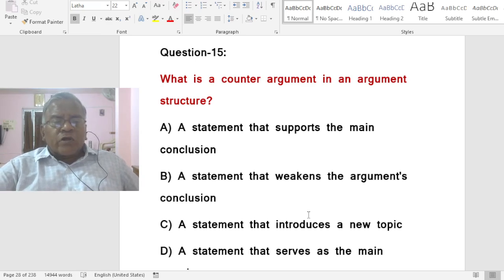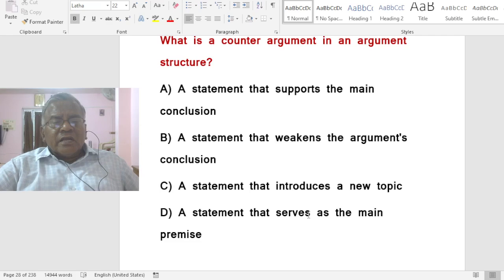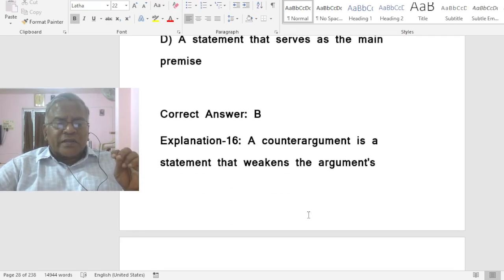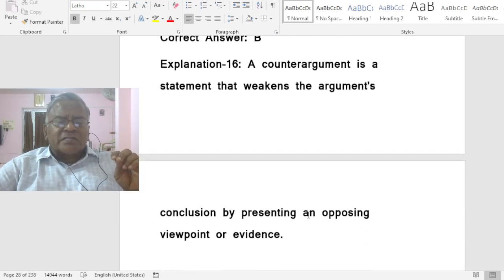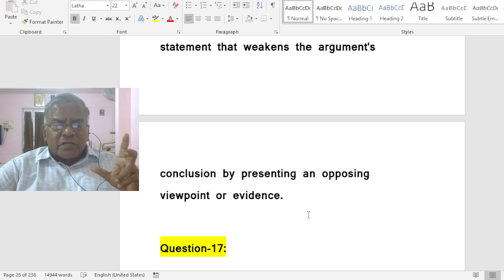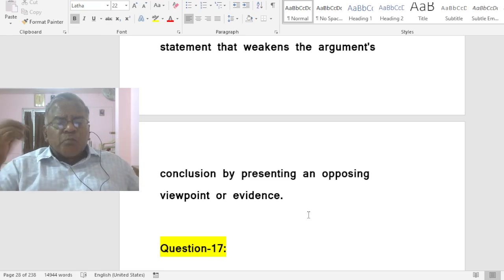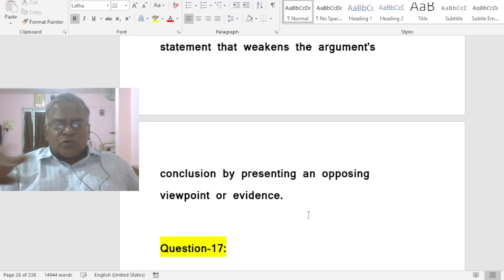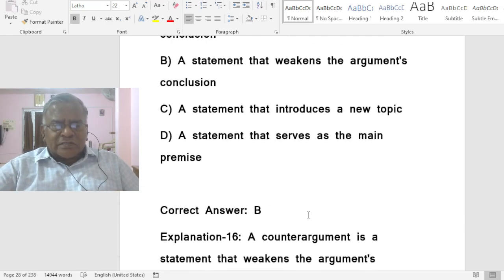What is a counter argument in an argument structure? A statement that weakens the argument's conclusion. That is the idea here. A counter argument is a statement that weakens the argument's conclusion by presenting an opposing viewpoint or evidence. All men are mortal, Aristotle is a man, Aristotle is an animal sometimes. Suppose you are saying like that, you are weakening the argument. That is the idea here. I hope you understood this.